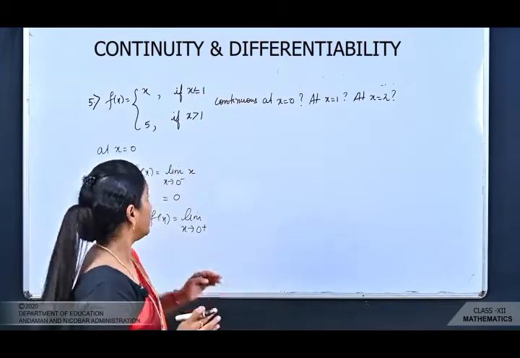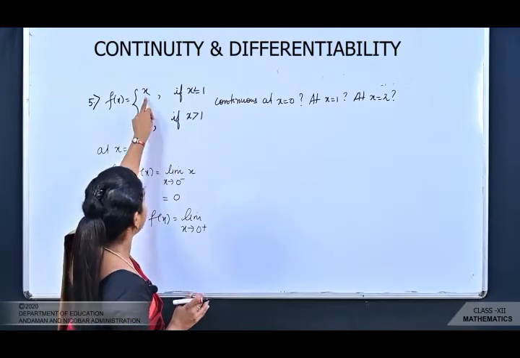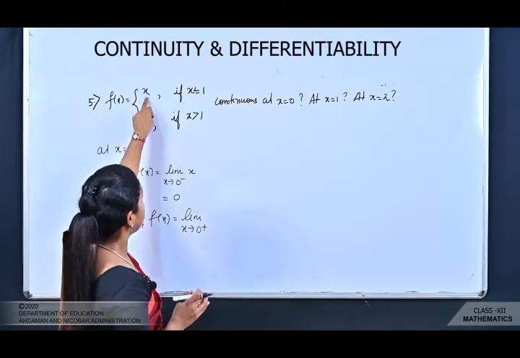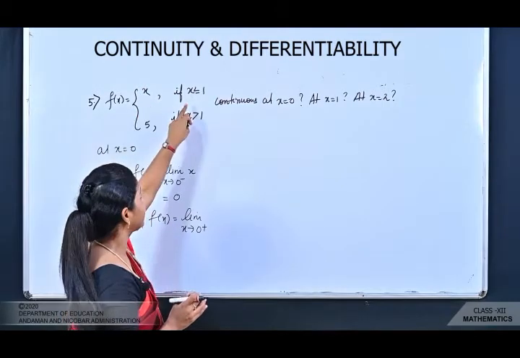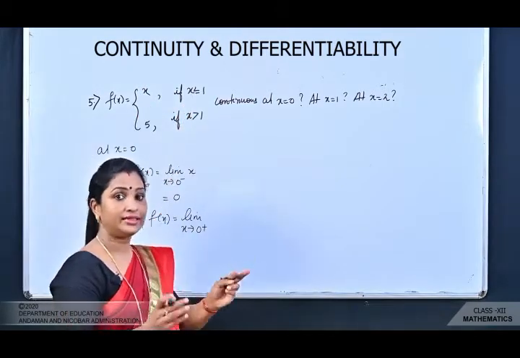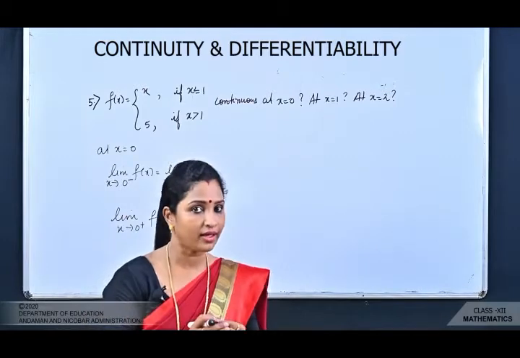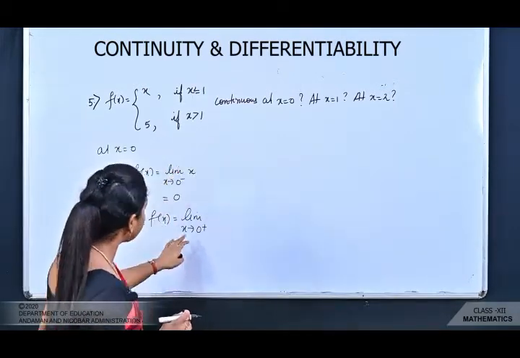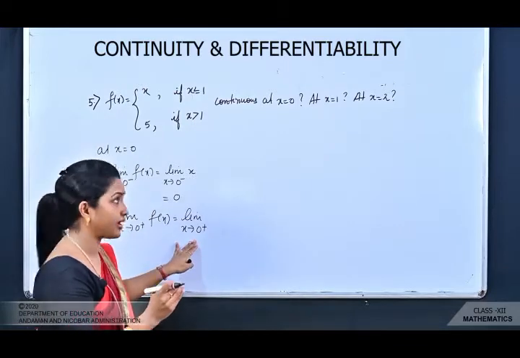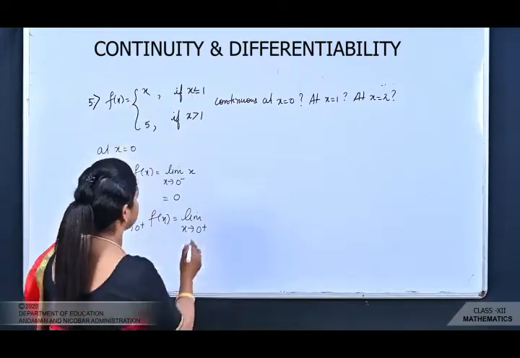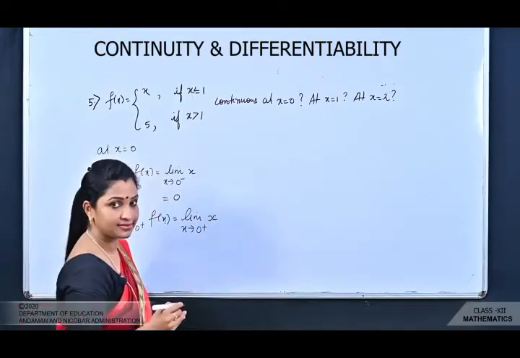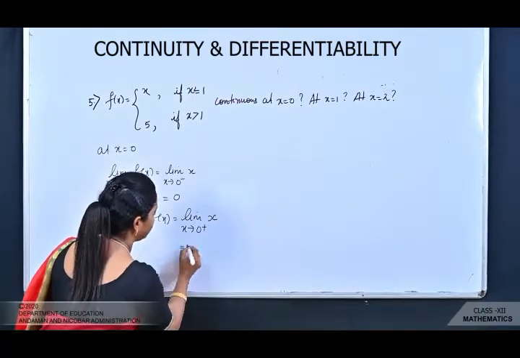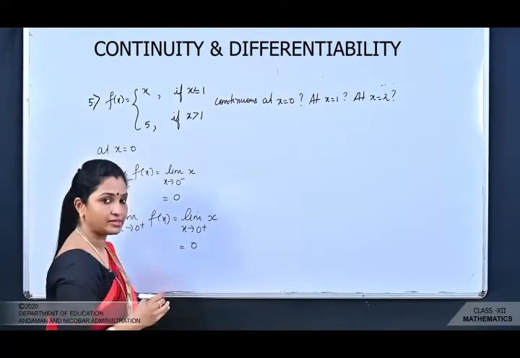again when x is approaching 0 from the right hand side, which value are you going to take? Whether you are going to take this value or this value, you are going to take x only. Why? Because x is less than 1. In that condition only 0 is coming. In this condition 0 is not coming. So when x is approaching towards 0 from the right hand side, the value of the function is x. So again when you put 0, the answer is 0.